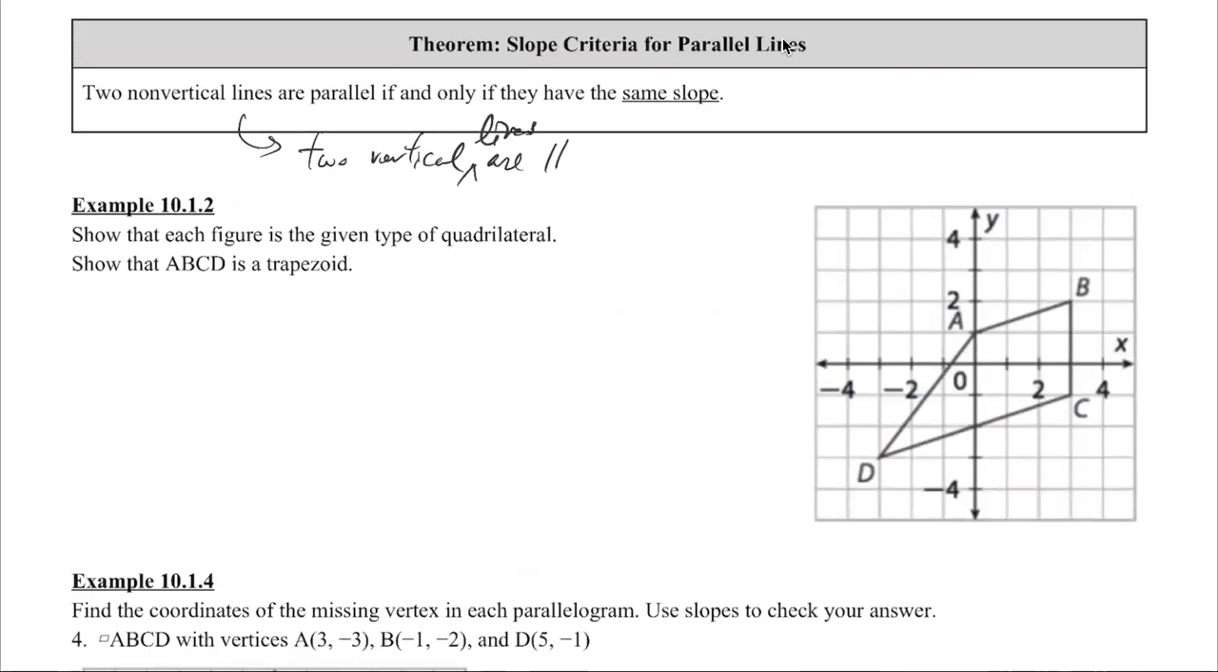Okay, here you go, guys. Given the quadrilateral, we're supposed to show that ABCD is a trapezoid. The key thing about a trapezoid versus a parallelogram is that only one pair of opposite sides are parallel. Now, you could tell from the graph that these two are not parallel, right? But these two appear to be parallel, AB and DC.